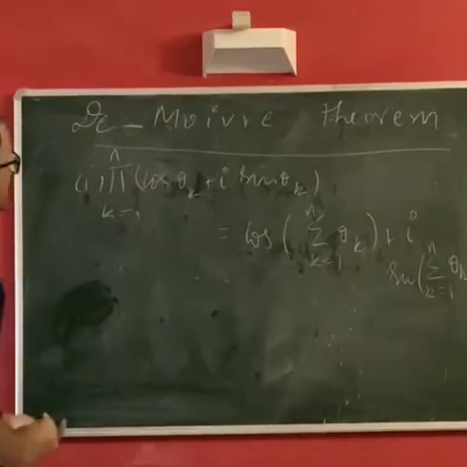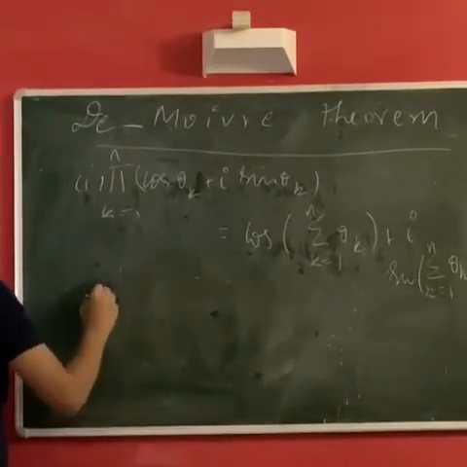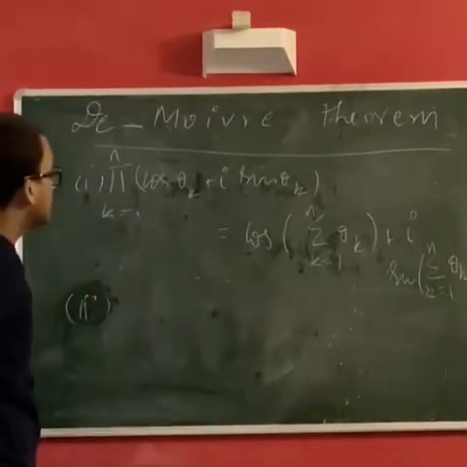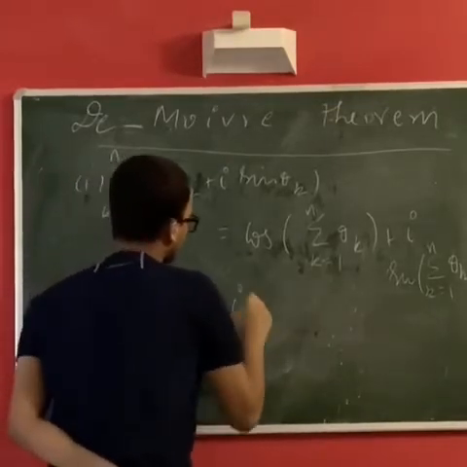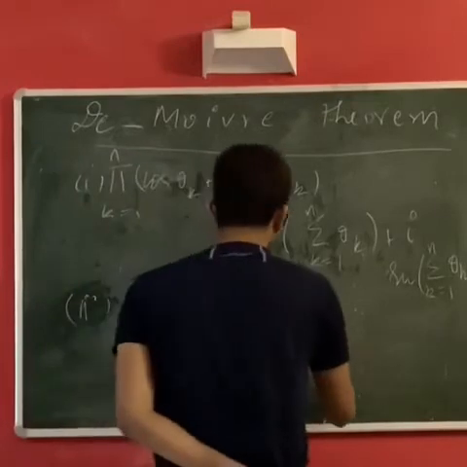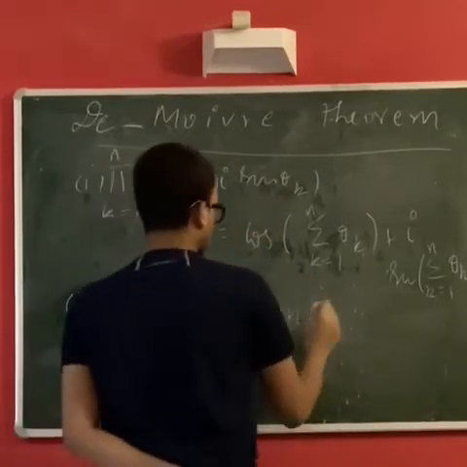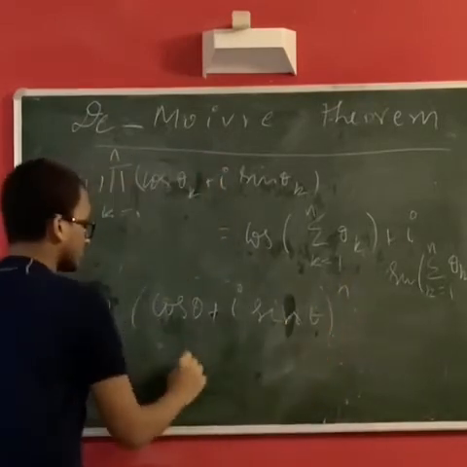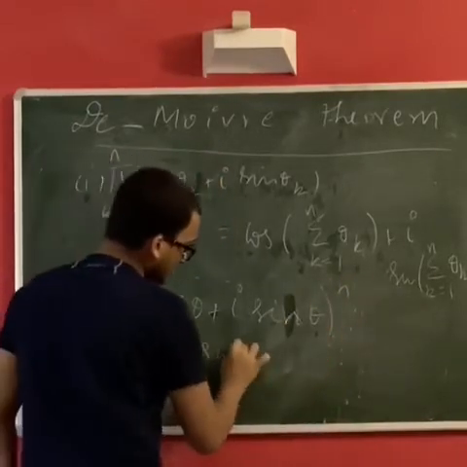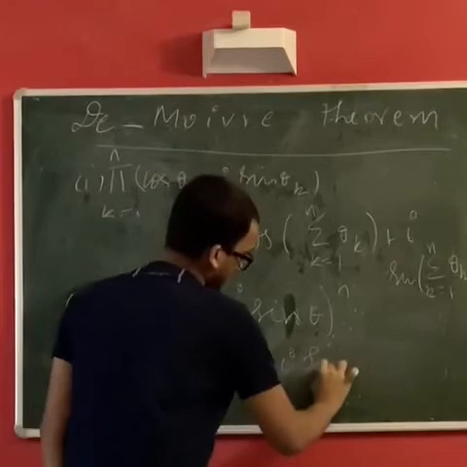The second statement is this one. You can write it in a rather simple manner. Cos theta plus i sin theta, whole to the n, is cos n theta plus i sin n theta.